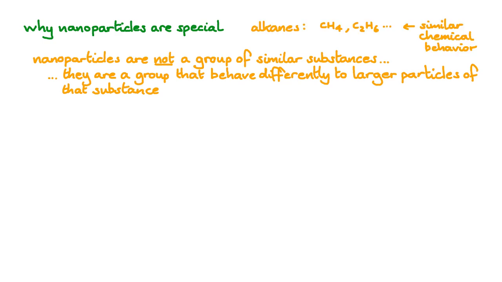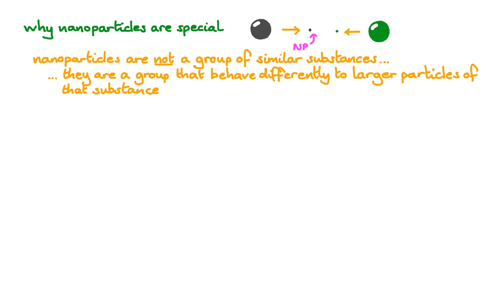We expect substances like alkanes to exhibit similar chemical behaviour. So let's imagine we take a substance and we turn it into a nanoparticle, and we compare it to another substance that we've also turned into a nanoparticle. The chemical properties of that little nanoparticle are going to be more like the larger particle of the same substance than a different type of nanoparticle.